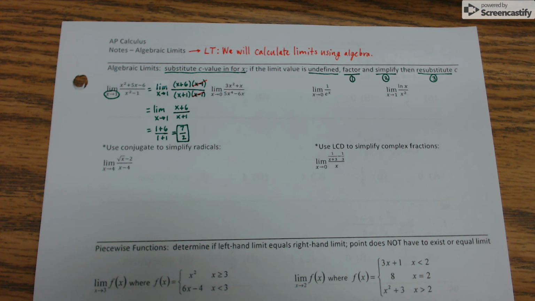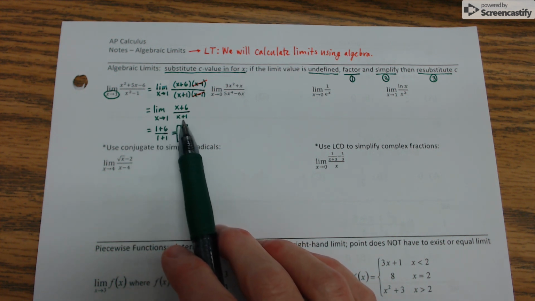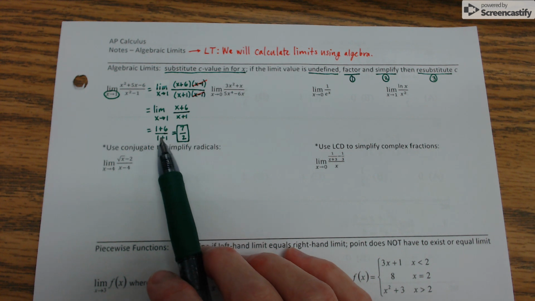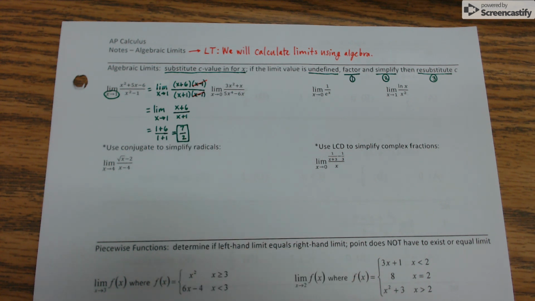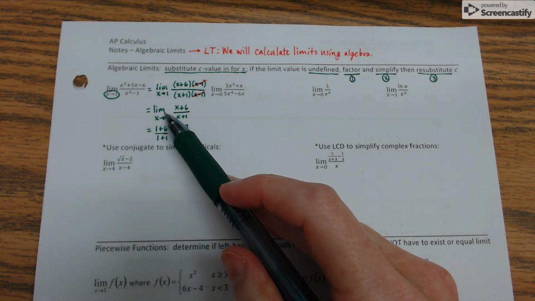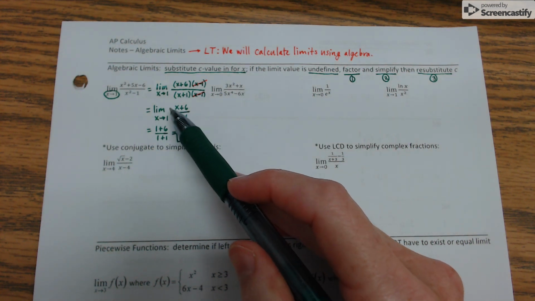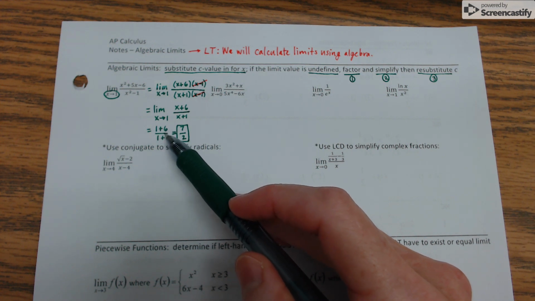Once we cancel our x minus 1 factors, the limit expression becomes x plus 6 over x plus 1. Substituting in the 1 for the x values, you end up with a final answer of 7 over 2, which is a much better answer than 0 over 0. And just to point out, the right time to drop the limit notation is when you do substitute that 1 in for the x value.